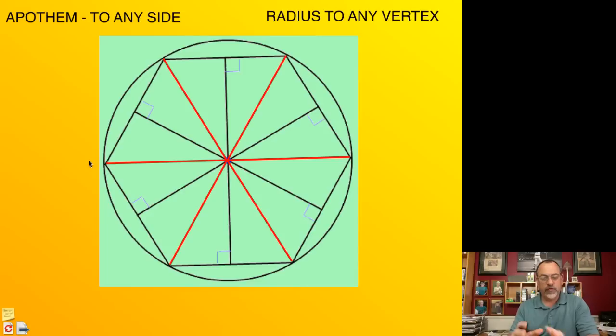So it's very important to understand the difference between a radius and an apothem and to realize what each one does.